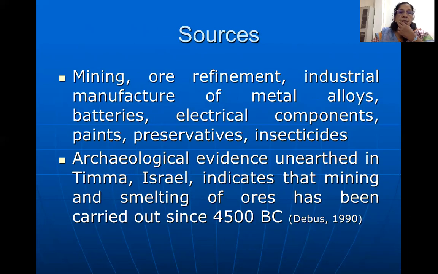The sources of heavy metals are mining, ore refinement, industrial manufacture of metal alloys, batteries, electrical components, paints, preservatives, insecticides, etc. Even paints have a lot of heavy metals. Heavy metals provide a luster or a shining effect to the paints. And there was an article in the magazine Down to Earth regarding the high concentration of heavy metals in several commercial paints.